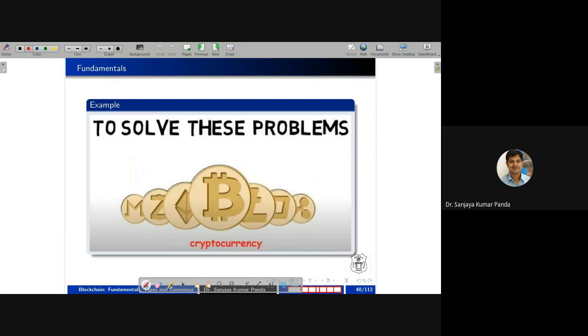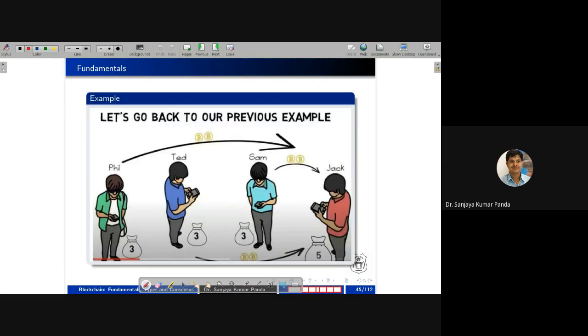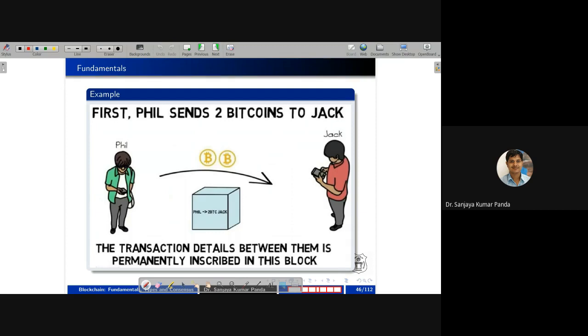Okay, I'll go back to that example directly. So let us see how to solve this same problem. They use the blockchain network to do it. First, when Phil sends 2 Bitcoin to Jack, they decided that 2 Bitcoin have to be transferred. So you can see in the blockchain there is a transaction initiated, that is Phil has to transfer 2 BTC, BTC stands for Bitcoin, to Jack, right? So the transaction details between them are permanently inscribed in this particular block.